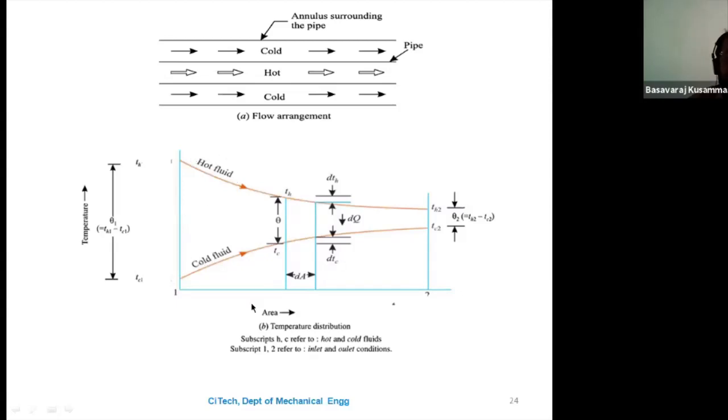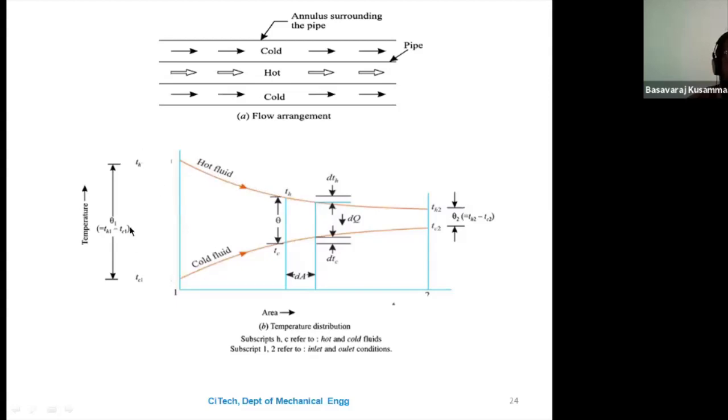Okay, so this is a graph. In this graph, area is along the x-axis and temperature along the y-axis here. See the direction. This is the arrow mark and this is the hot fluid direction. So both are in the same direction. Understand? Both are in the same direction. That is called a parallel flow heat exchanger. So this is called the inlet condition and this is called the outlet condition of both fluids here.